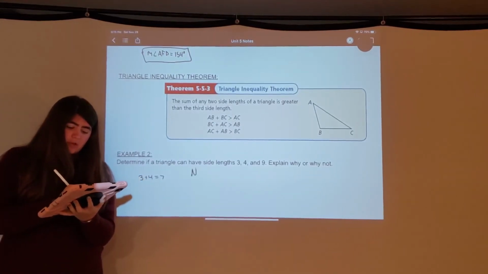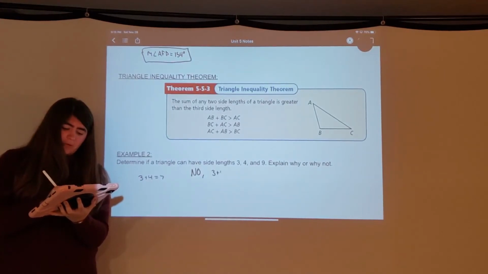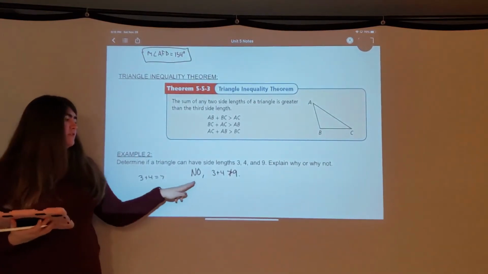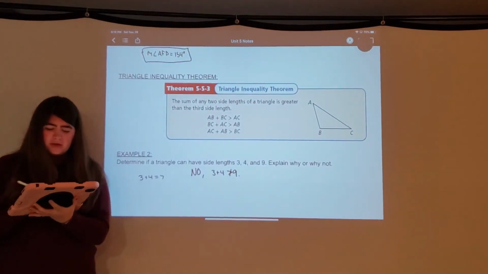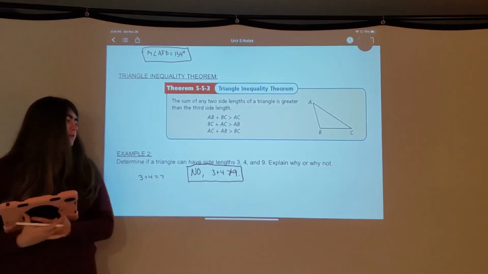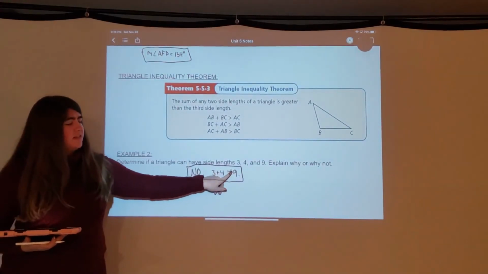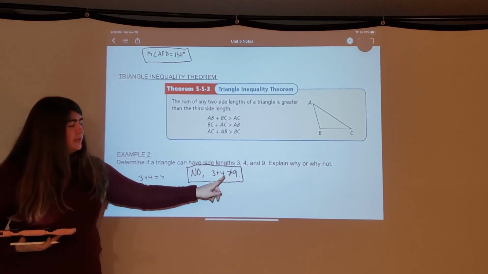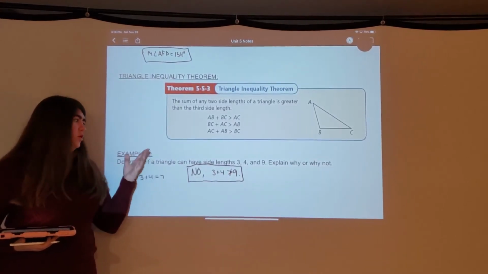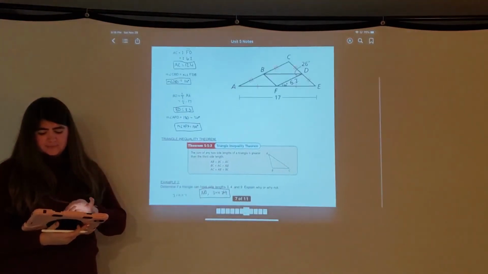So the answer is no, and the reason why is because 3 plus 4 is not greater than 9. And this is your full answer, full sentence. You probably should also put the word because in there, but that is all I need. And I will also mention that if you don't like that this is not greater than, you could also write that this is less than, which would also be a true statement and would explain why these are not a triangle. Alright, let's take a look at a couple other examples.